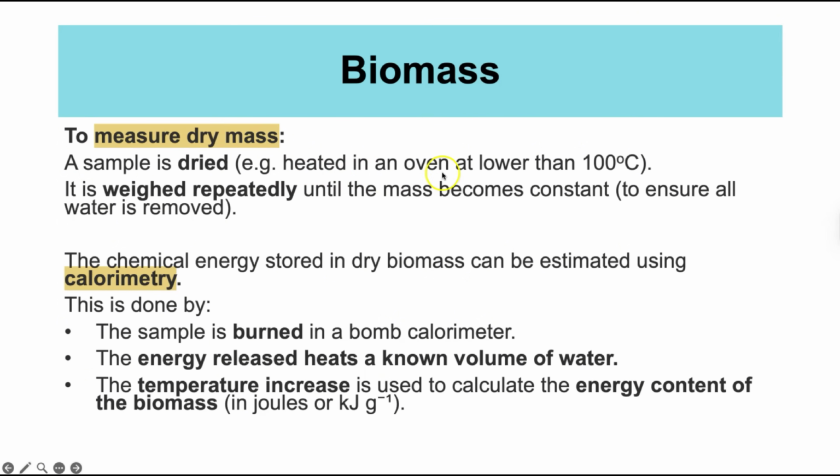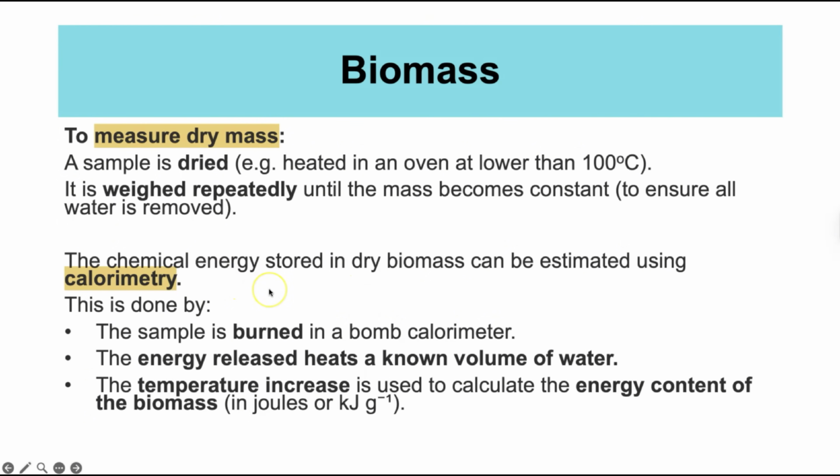You can't just say put it in an oven. You have to specify heat it in an oven, and it has to be at a temperature lower than 100 degrees C, because anything above that will cause it to burn, and if it's burning or combusting, you're making carbon dioxide, and that is removing carbon. So heat it in an oven lower than 100 degrees C, and you need to constantly weigh while you're doing this drying, and then when the mass becomes constant, that means you now have just the dry mass remaining because no more water is evaporating, which is why the mass would have been decreasing.